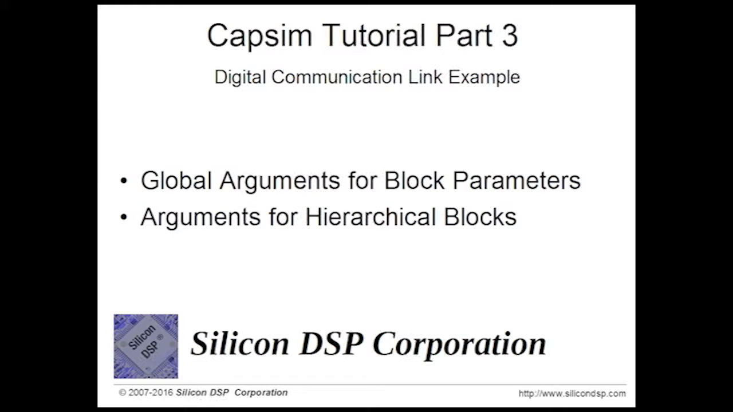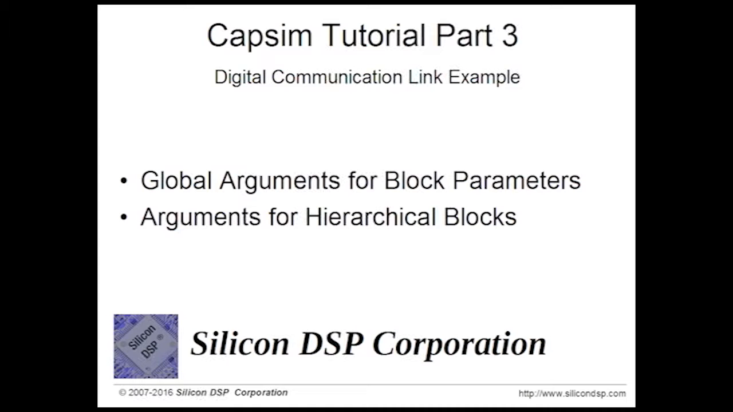In this part of the tutorial, we're going to discuss how to set up global parameters using arguments in order to specify arguments within blocks. Typically, these are used when certain arguments within blocks need to be synchronized, or as we shall show later, when you use hierarchical blocks, where the parameters for hierarchical blocks are set up using arguments.